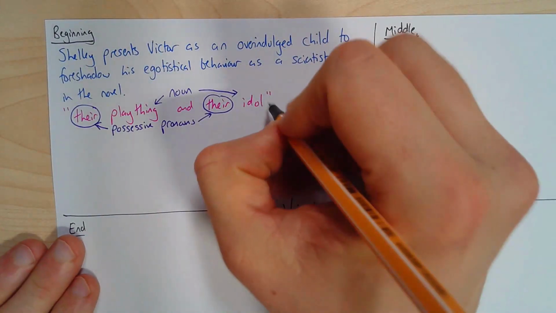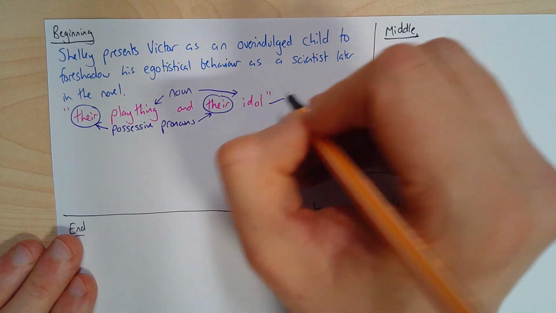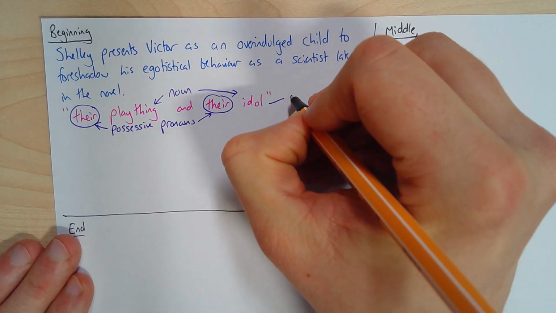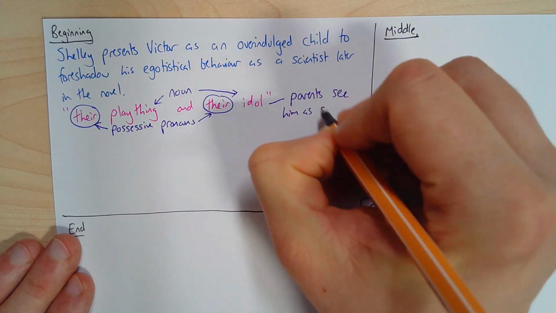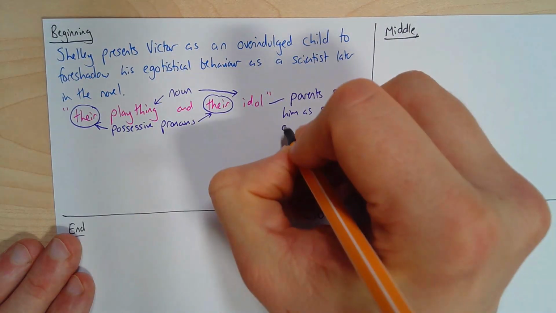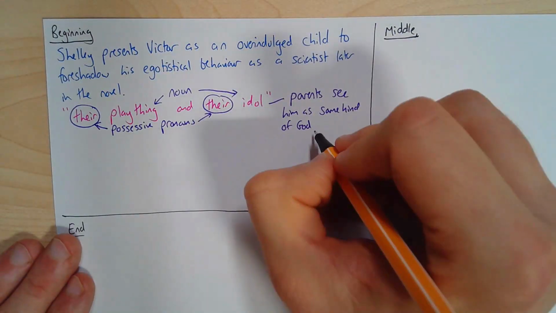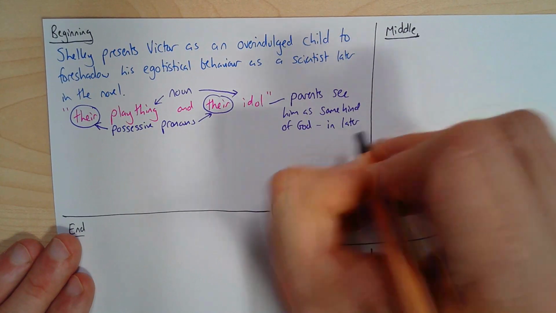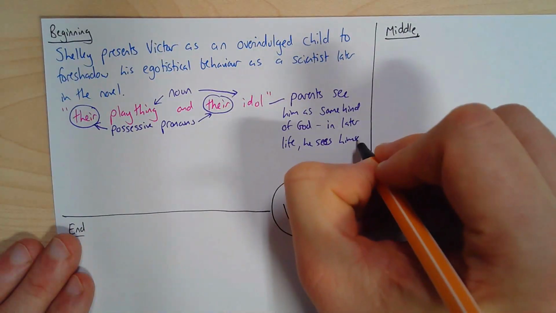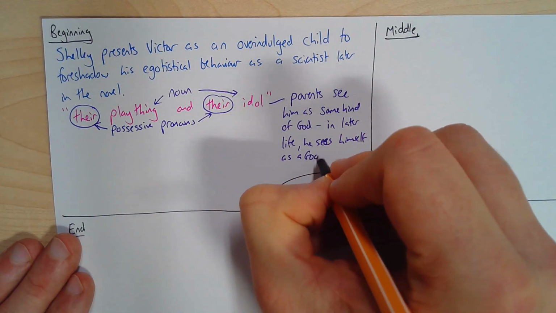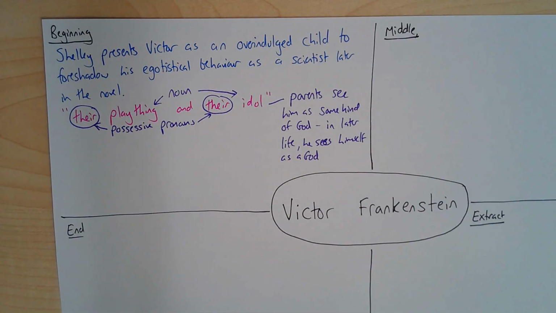First of all, idol. An idol like this refers to a godlike figure as well. So it's this idea that Victor's parents see him as some kind of god, and then obviously in later life he sees himself as a god. So this idea that because his parents see him as some kind of godlike figure as a child, he then grows up to view himself as a godlike figure as well.